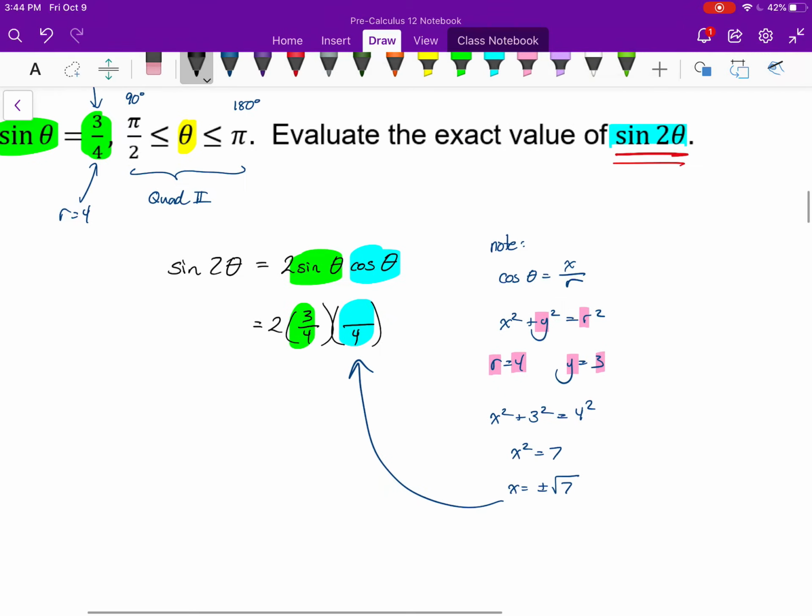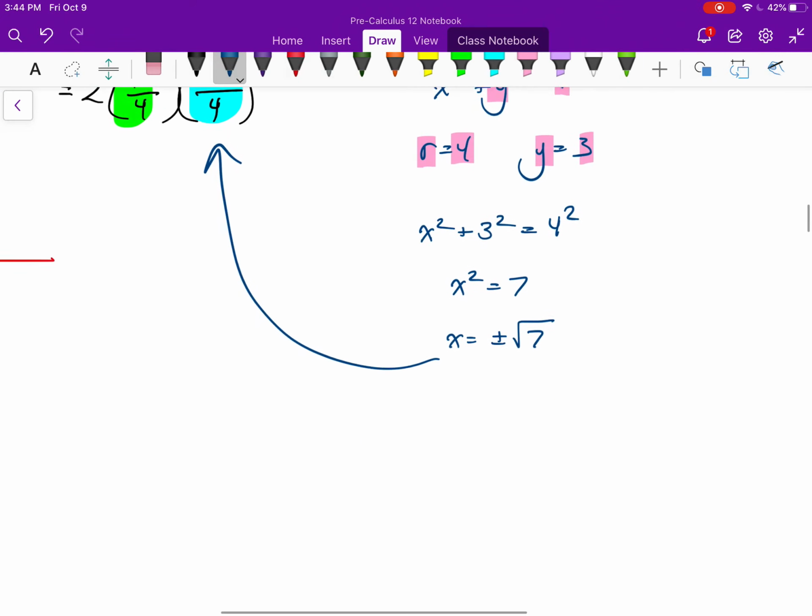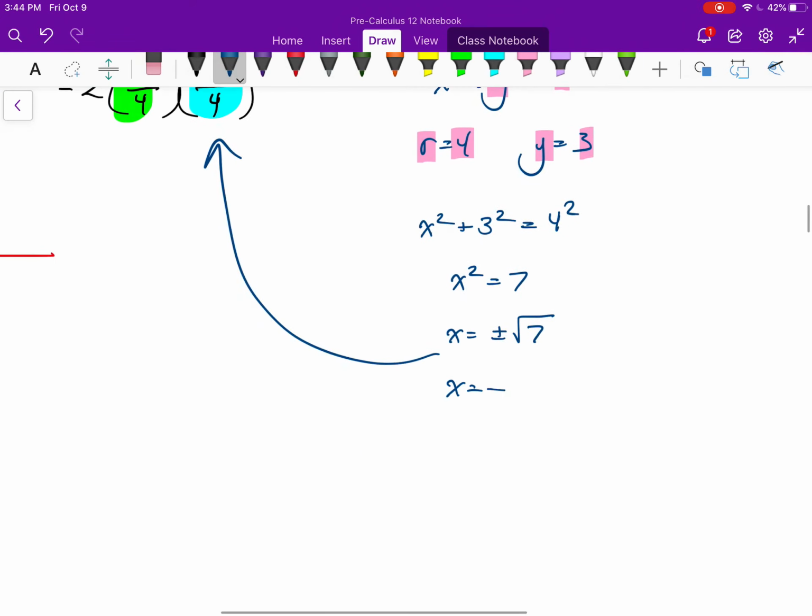Well, this is where we need to go back to this step right here. It's in quadrant 2. In quadrant 2, which is right here, my x values are always going to be negative. If I was in a different quadrant, if I was in quadrant 1 or quadrant 4, then my x values would be positive. And so I know, because I'm in quadrant 2, that I need to look at just minus root 7. That's because we're in quadrant 2.